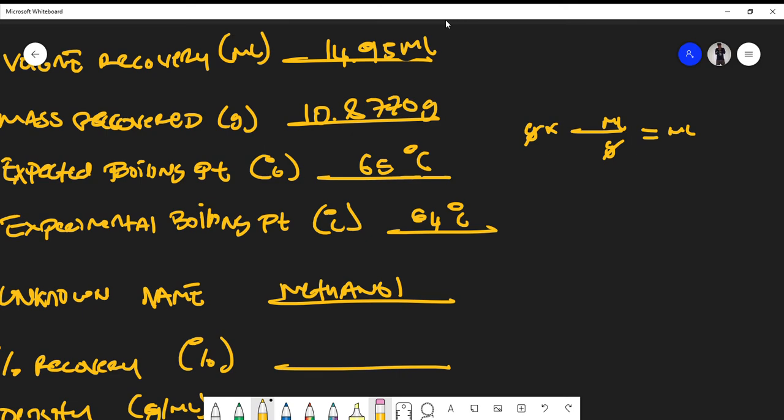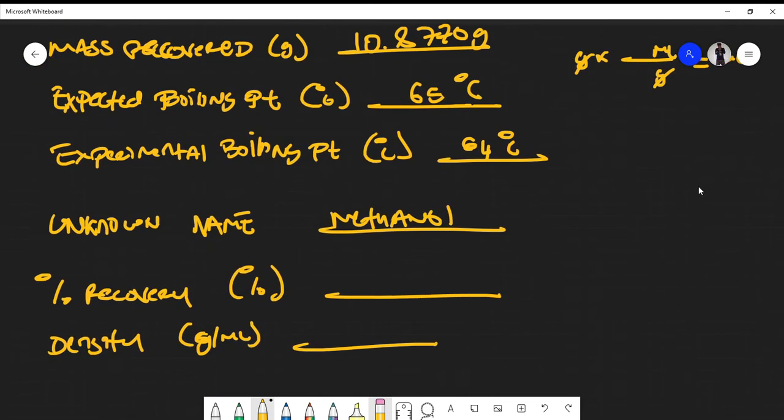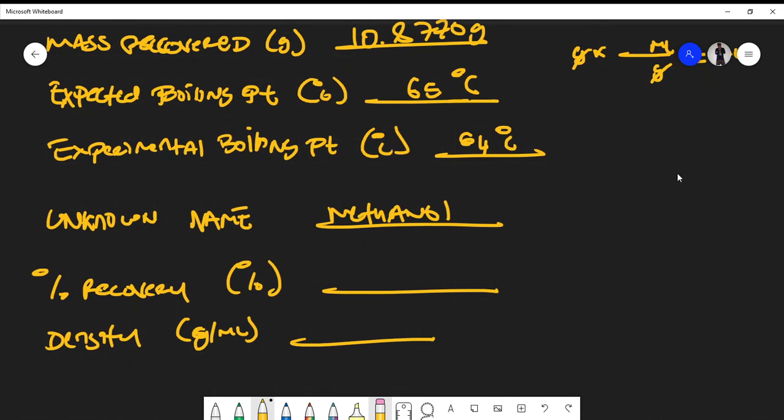But again, I just measured the volume recovered. If your professor typically doesn't care, this is something you could just measure. If they're pretty particular about it, then you could just use the density if you already suspect what compound you have. All right, so what I got for the boiling point was 64 degrees C, and the expected boiling point for the compound, the theoretical value, is 65 degrees C. So I know that I'm dealing with methanol.